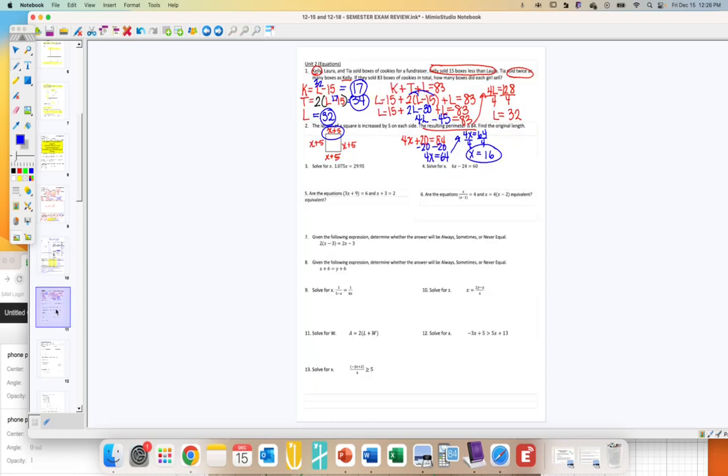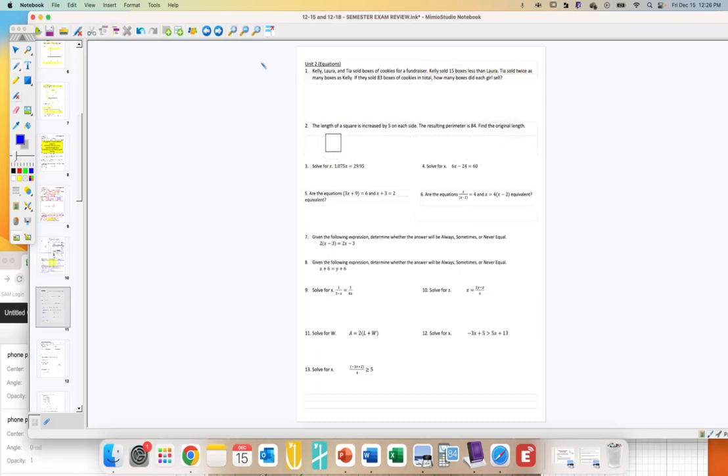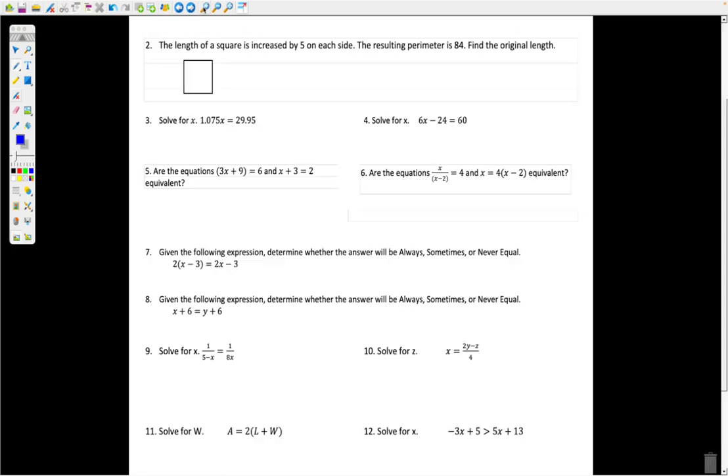Mhm. All right, so Unit 2, equations. There we have a microwave.